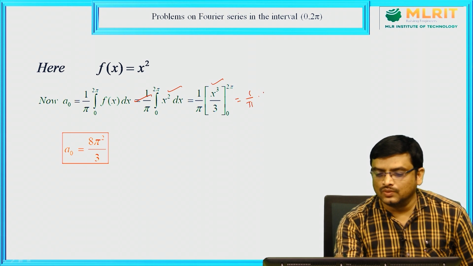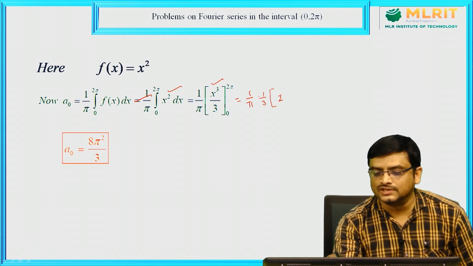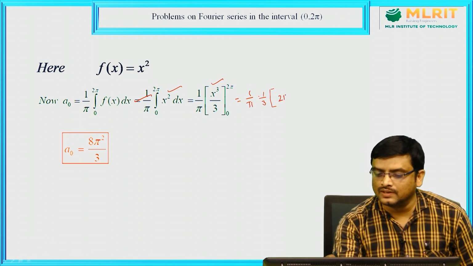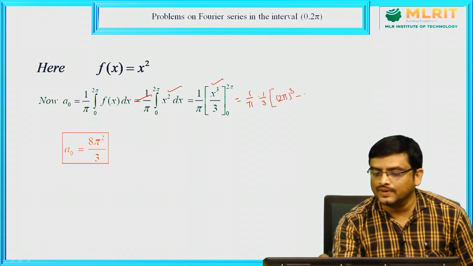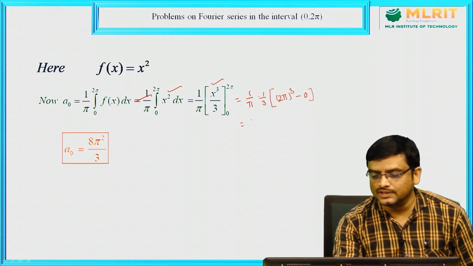So take that 1 by 3 outside since it is a constant. Now substitute that upper limit. In place of x, substitute x is equal to upper limit, that is 2 pi. So 2 pi whole cube minus lower limit is 0. So 0 cube is nothing but 0. So this can be written as 1 by 3 pi and 2 pi whole cube. This can be written as 8 pi cube.